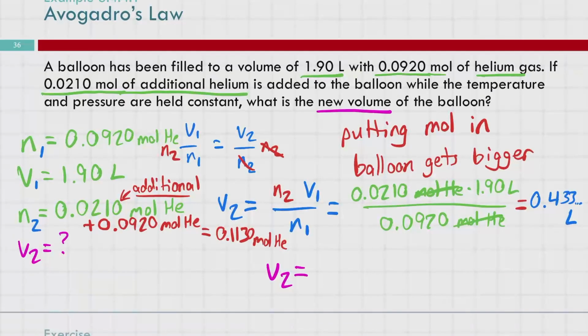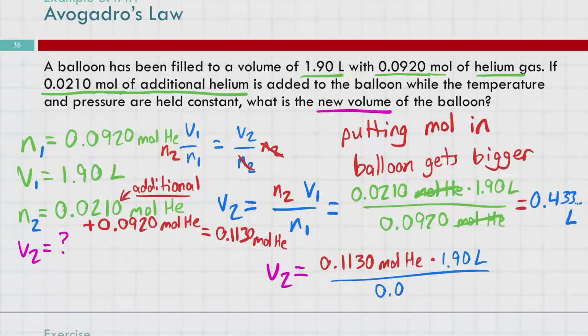So now if we solve for V2, 0.1130 moles helium times our initial volume, 1.90 liters, divided by our initial number of moles. The moles of helium still cancel out, but we should now get a bigger number than our initial volume, which is what we expect. So our new volume is 2.33 liters, which is bigger than our original volume, so this fits with what we would expect.